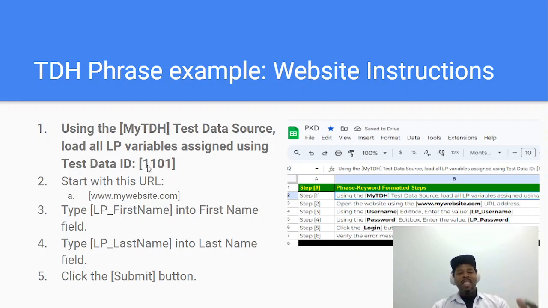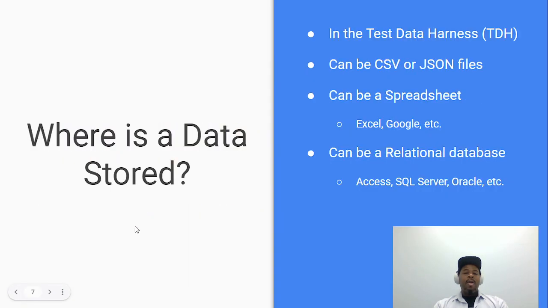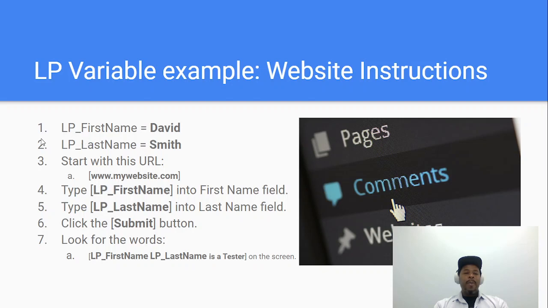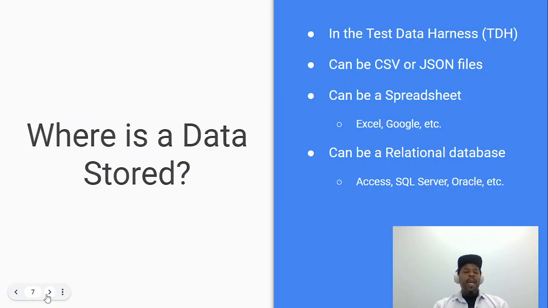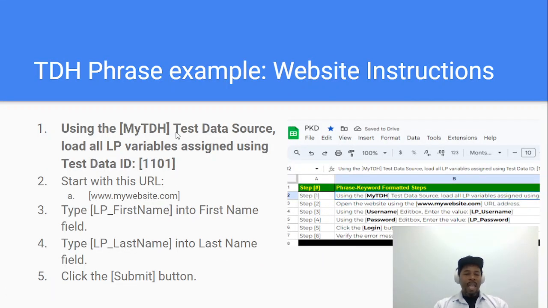Now, what happens next is when this data is loaded from this phrase, let's go back a few. All right. Step one and step two. Notice here that we made a direct assignment. It's very visible. Step one and step two, where we have two LP variables, right? Well, when we actually load the data using the TDH, we don't have to do that step. We can just load the data and we can assume that the data is going to load successfully as LP first name and LP last name. So we no longer have to make that assignment at step one.